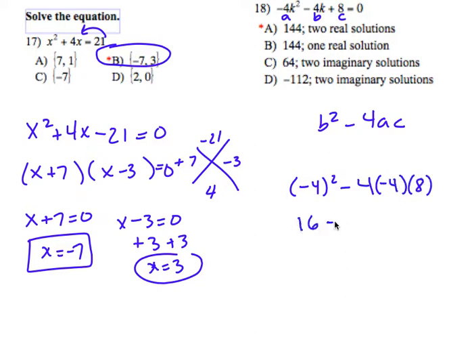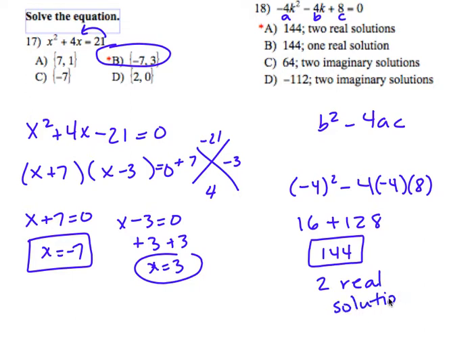That gives you 16 plus, and let's see here, that's going to give you 4 times 4. It's going to give you 16 times 8, which is going to give you 128, which is going to give you 144. All right, if the answer is positive, you get two real solutions. Remember, if it's 0, you just get one solution. If it's negative, you get two imaginary. So that's why it was A.